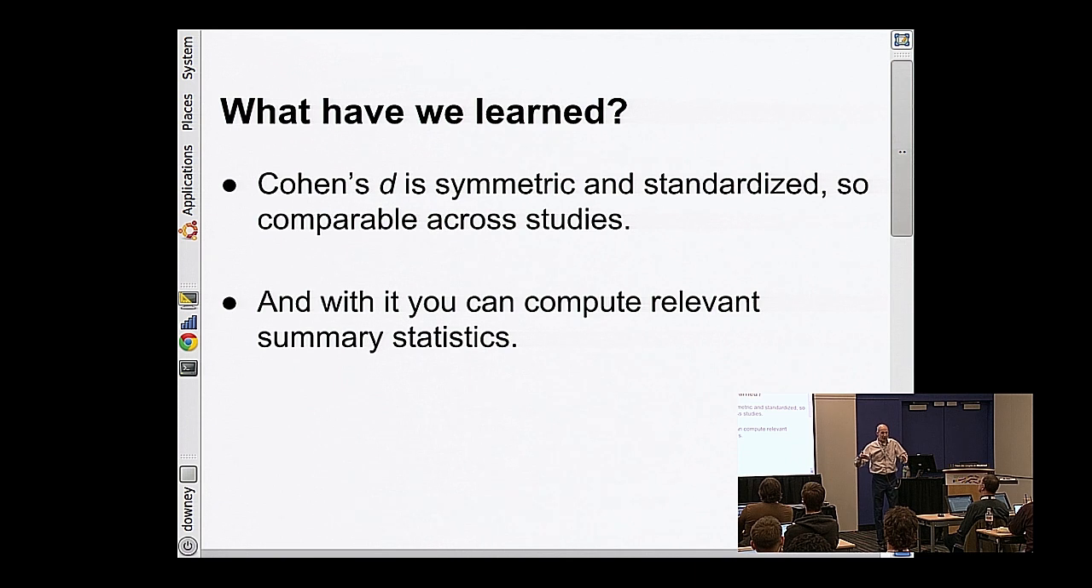And what I mean by standardized is that when you take a mean and divide by a standard deviation, those two things are in the same units. So their ratio is a dimensionless number. And that's what standardized means in this context. So it's comparable across studies. And given Cohen's d, you can compute other things like probability of superiority and accuracy rates that might be meaningful to you in a particular context. The drawback of Cohen's d is that it is a less familiar number to most people.